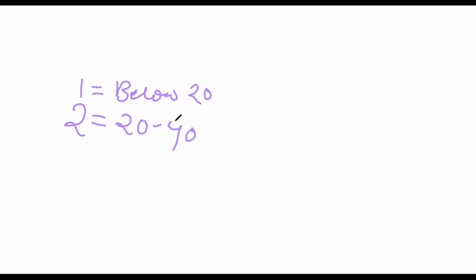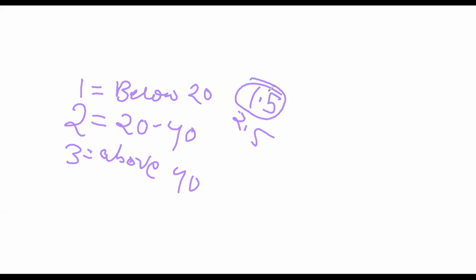Or suppose you want to convert the age. Suppose 1 is representing all those individuals who are below 20 years, 2 is representing all those individuals who are between 20 to 40 years, and 3 is representing all the individuals who are above 40 years. Okay. If I ask you what does this 1.5 represent, or what does this 2.5 represent, it doesn't make any sense.